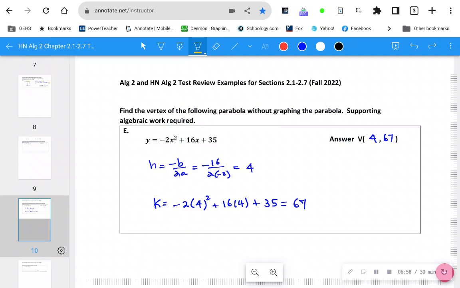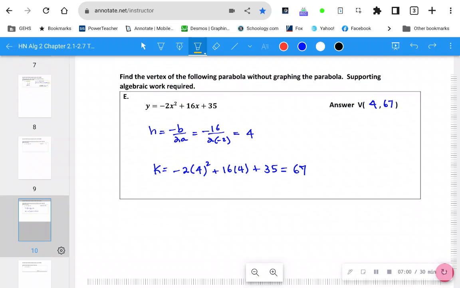So here's the solution. You first of all find h with the little formula right here. And then like any other x value, h is a special x value. You plug it in to the original equation to find the y value. Well, this y value is called k, and it turns out to be 67. So (4, 67) is the vertex of that parabola.